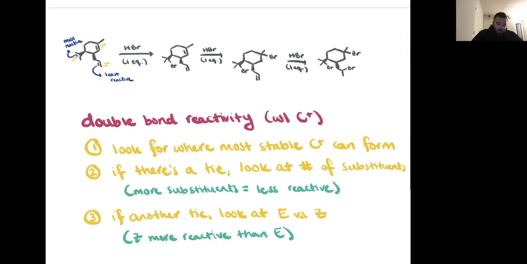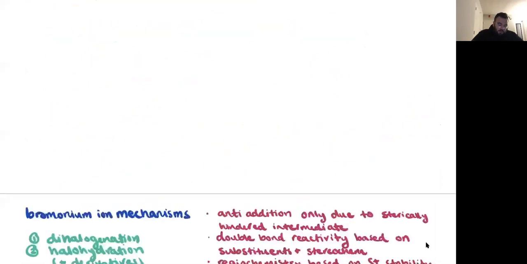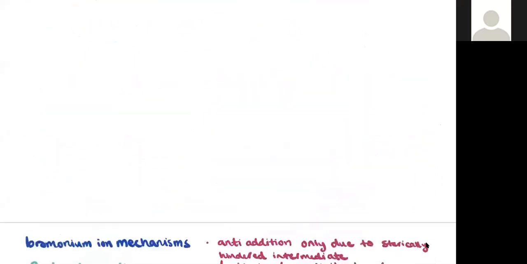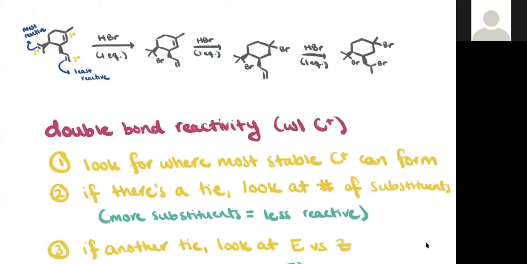Okay, let's go and then look at our bromonium ion type. Wait, Juan, sorry, just 1 second. Could you go back to that one?